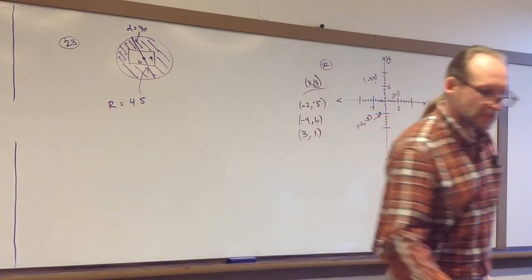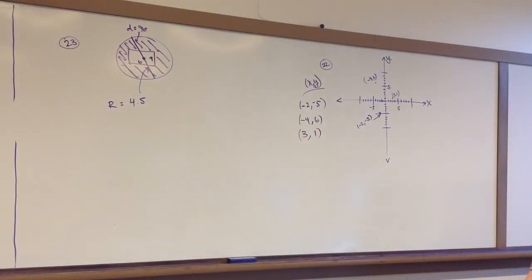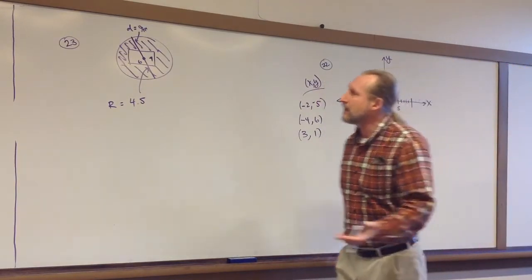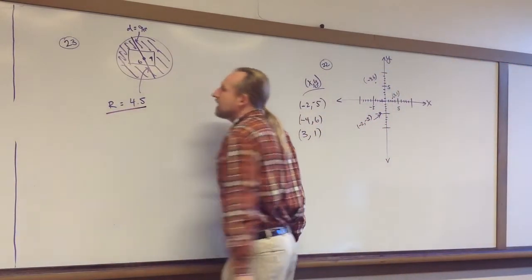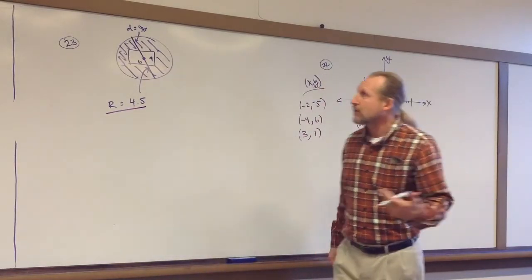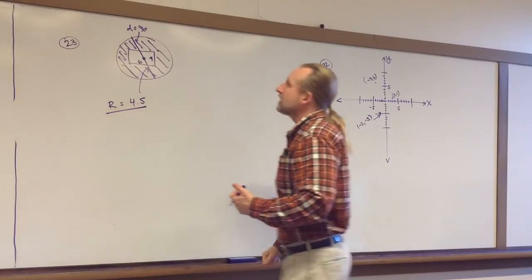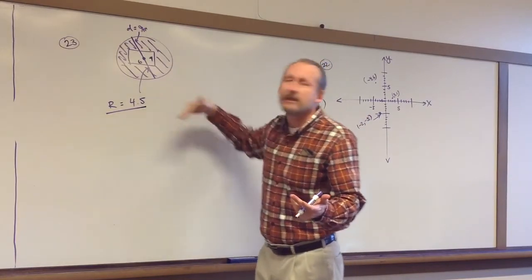Okay? So that's an important thing to think about whenever you're working with a circle. If you need to know the area, you're going to need to know the radius, so you want to double check whether the problem's giving you a diameter or a radius. If it gives you a diameter, just cut it in half.